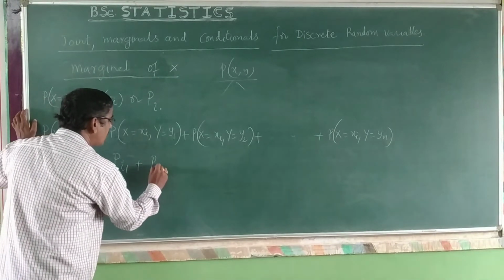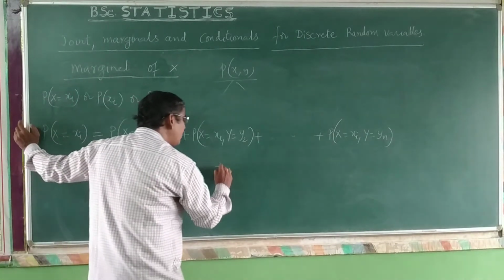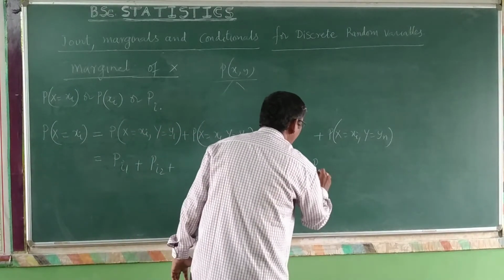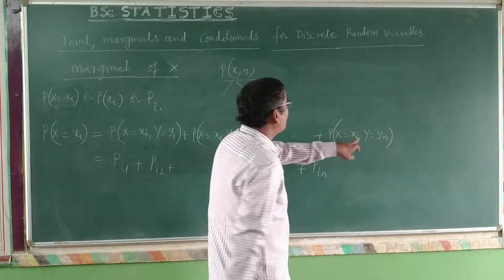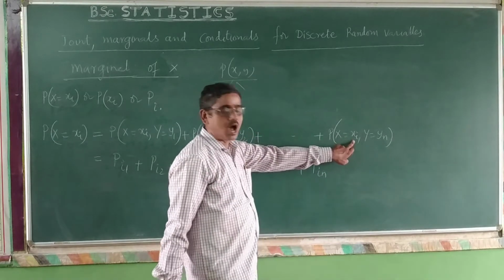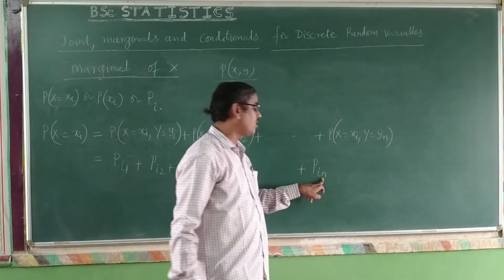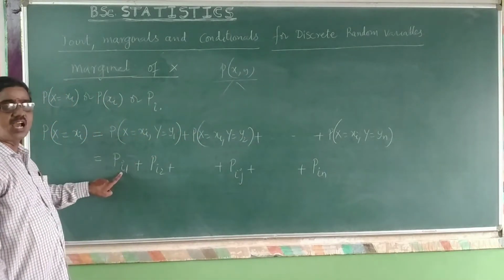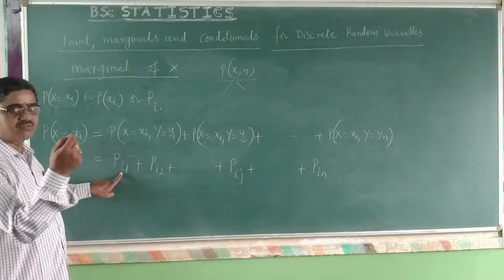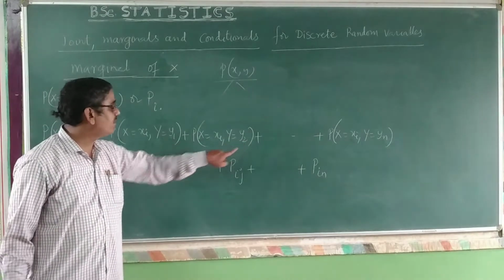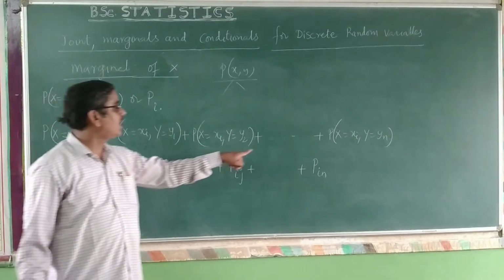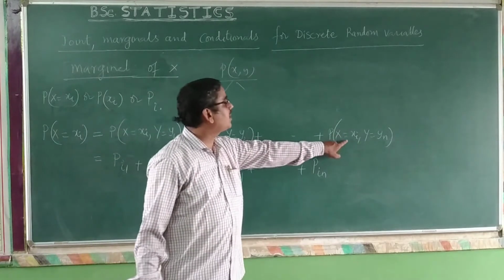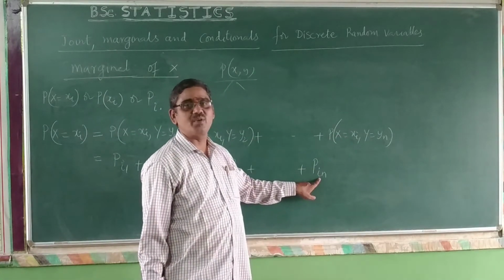pi2, plus and so on. Somewhere here you will get pij as well, plus and so on, plus pin, that is x takes the value xi and y takes the value yn. So x is equal to xi, y is equal to y1, pi1. That is the notation of joint. X is equal to xi, y is equal to y2, pi2, and so on. X is equal to xi and y is equal to yj, pij, and so on. X is equal to xi, y is equal to yn, that is pin.